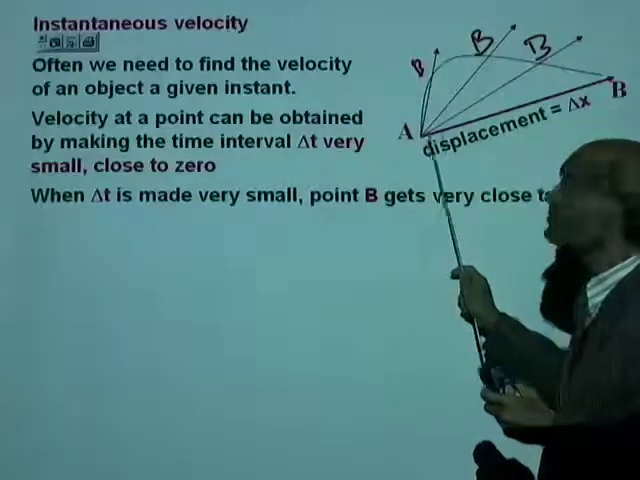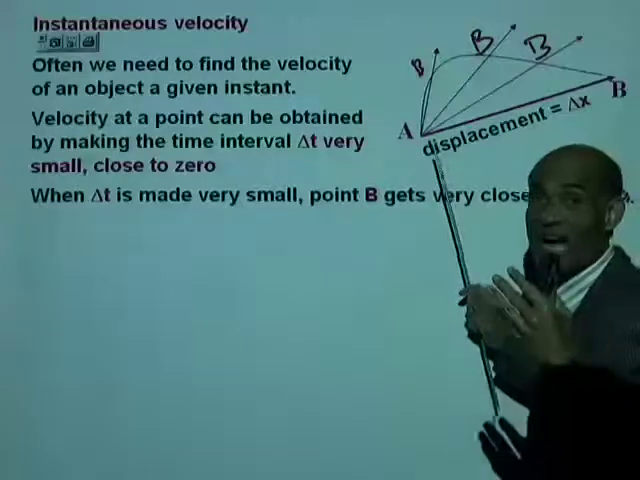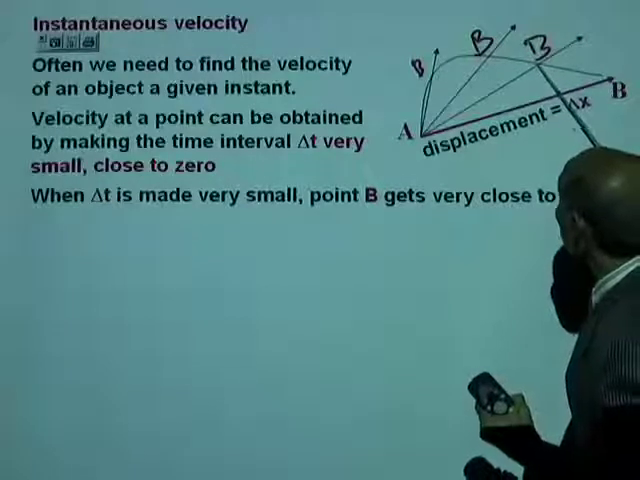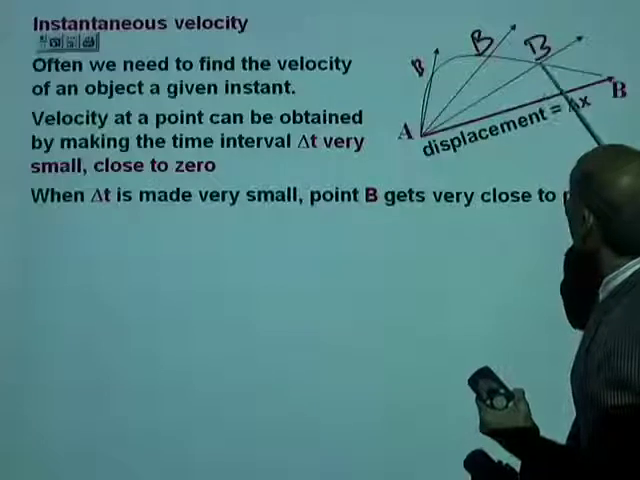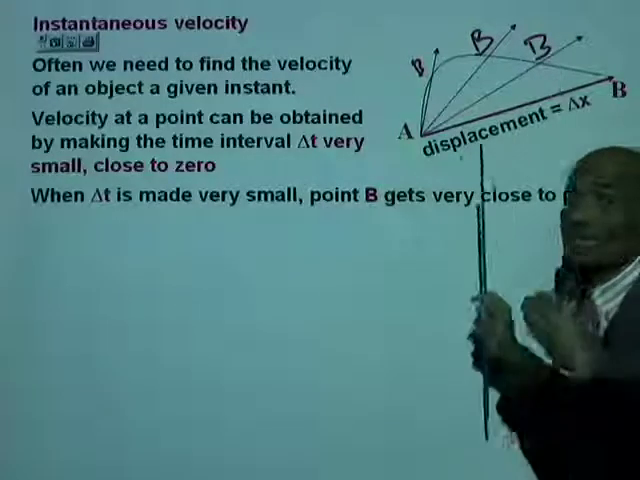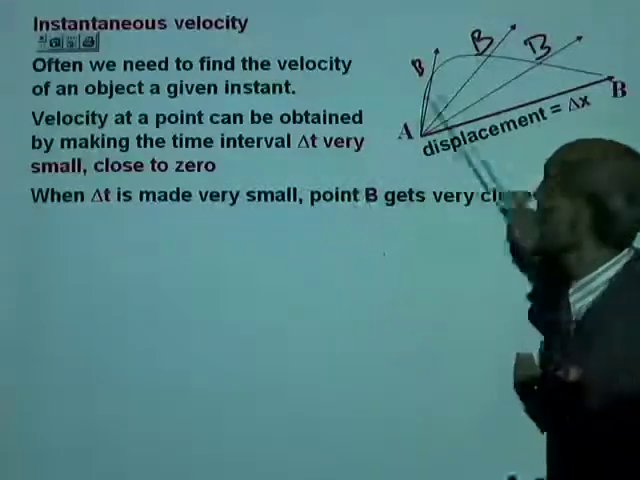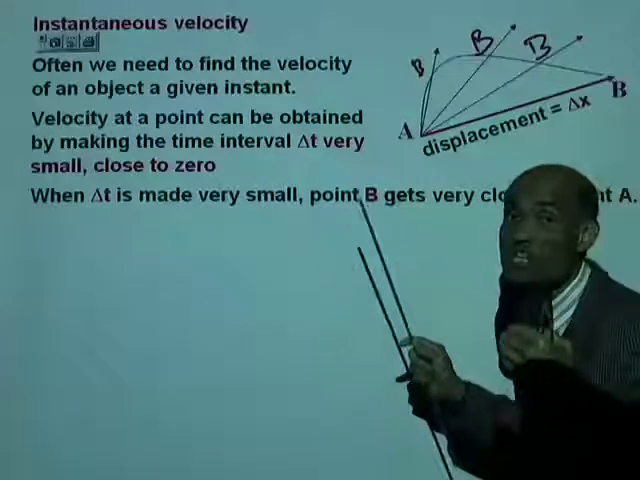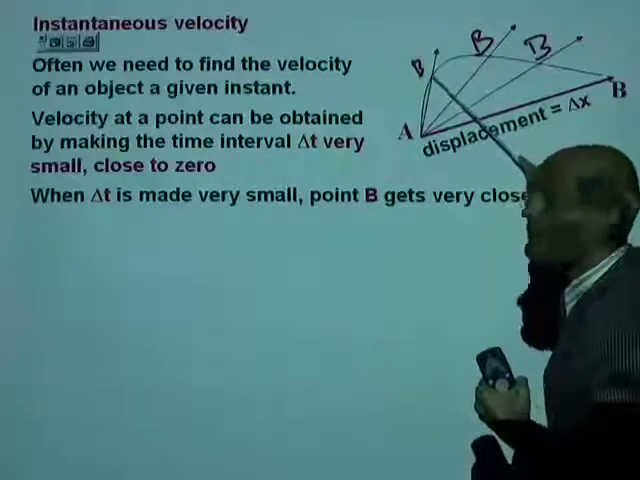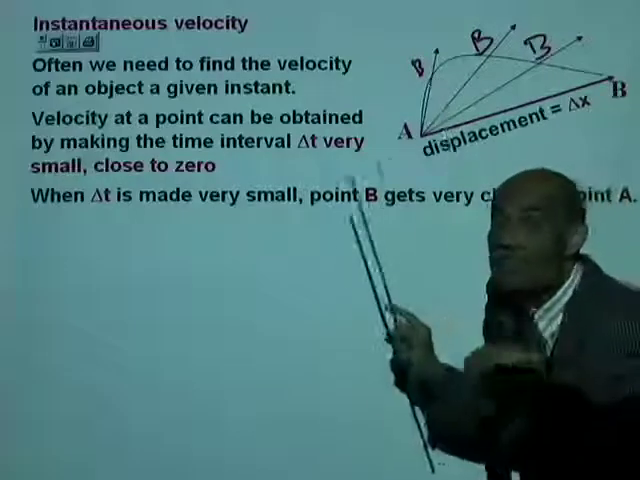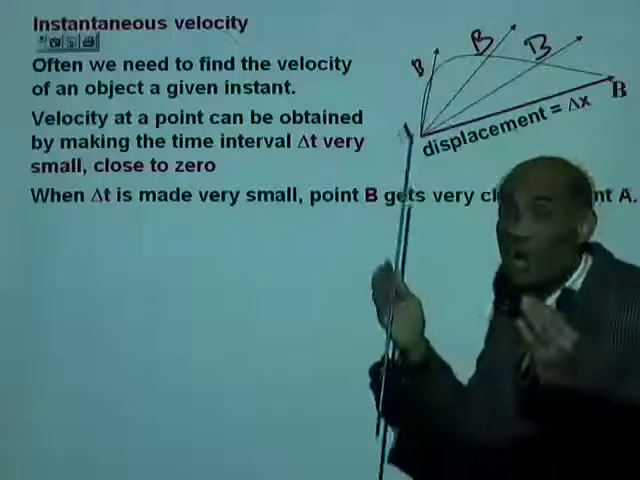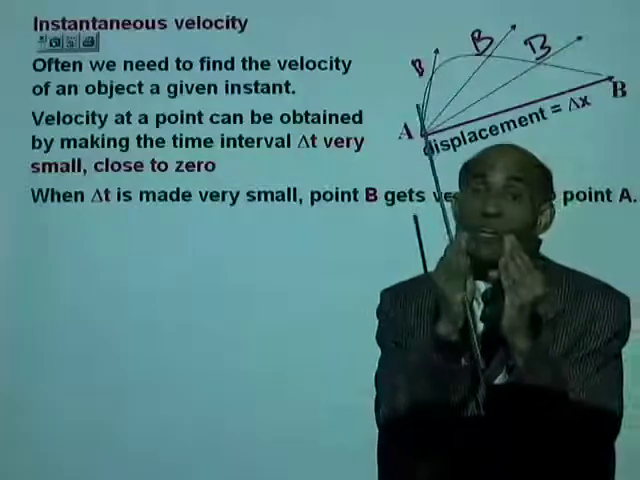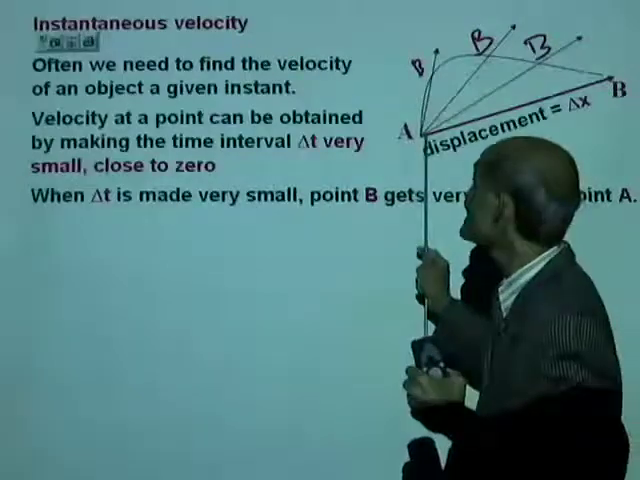If this is the initial position and this is the final position, then the average velocity is delta x divided by delta t. On the other hand, if this is the final position, the average velocity for that interval will be, this is my delta x, and delta t is now shorter than before. If this is the final position, this is the new delta x, and delta t is shorter now. If this is the final position, delta t is even shorter. That means point B is coming closer and closer to point A, and I'm very close to defining instantaneous velocity.